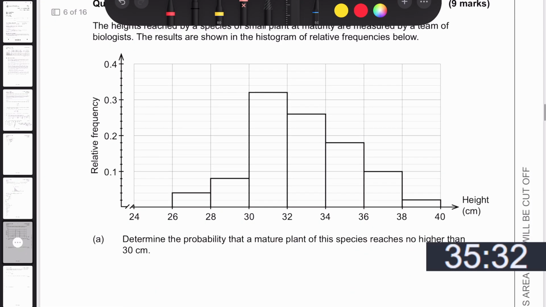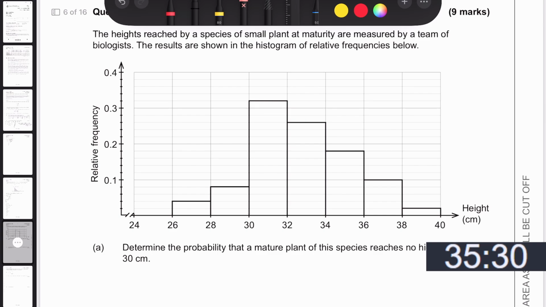Okay, next page. The heights reached by a species of small plant at maturity are measured by a team of biologists. The results shown are the histograms of relative frequency below. Determine the probability that a mature plant of the species is no more than 30 centimeters, no higher than 30.